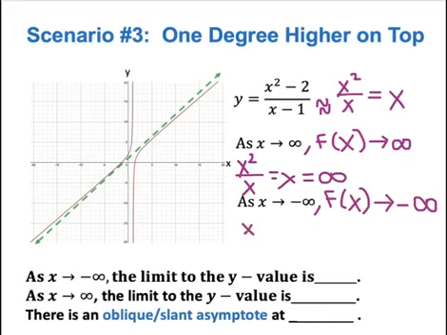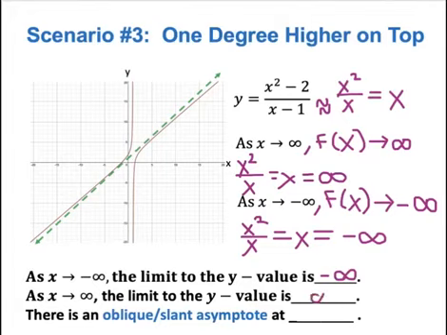And then I can do the same thing with negative infinity. We have x squared over x equals x. When we plug in negative infinity, it just equals negative infinity. And we saw that when we analyzed the graph. So as x approaches negative infinity, the limit to the y value is negative infinity. As x approaches positive infinity, the limit to the y value is positive infinity, or we can just write infinity. There is an oblique or slant asymptote, we actually need to find out where that is.